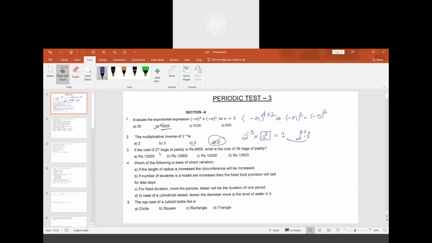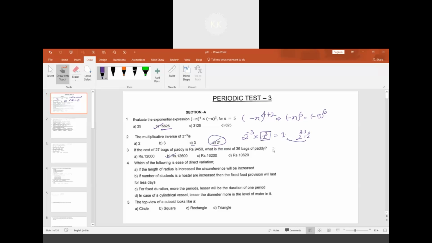If the cost of 27 bags of paddy is 9,450 rupees, what is the cost of 36 bags of paddy? 12,600 rupees, Option B. You can follow the unitary method or you can follow the direct proportion method. You will get 12,600.